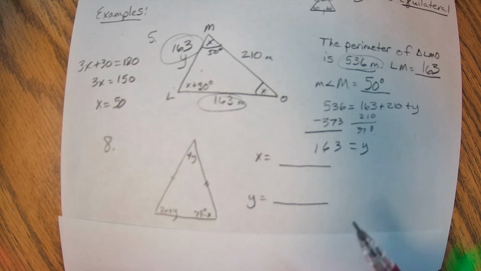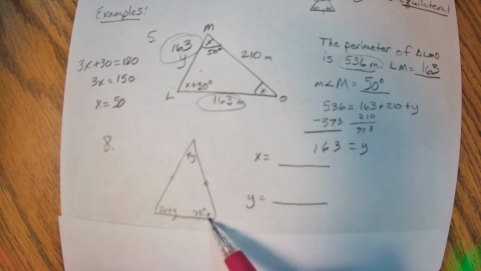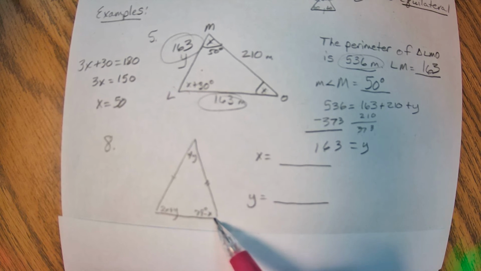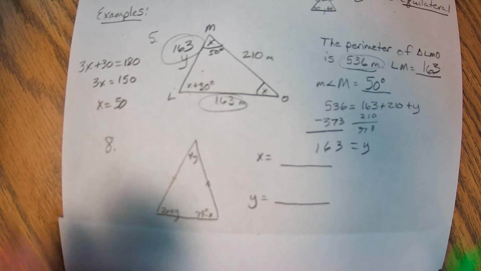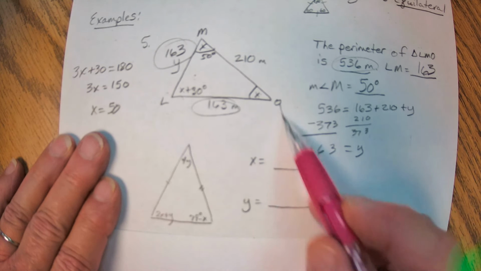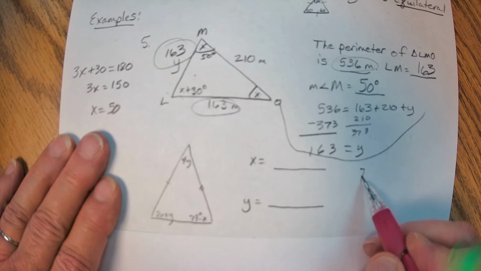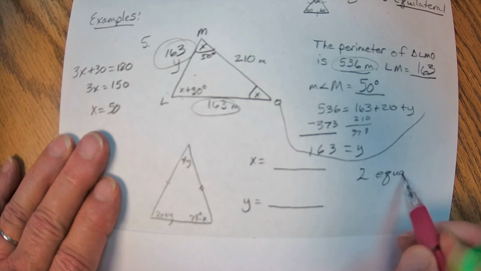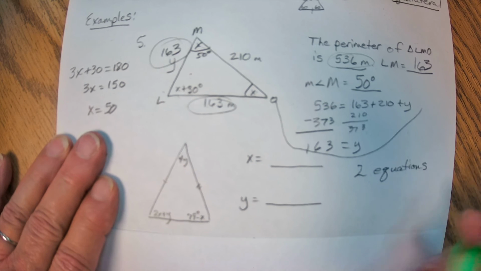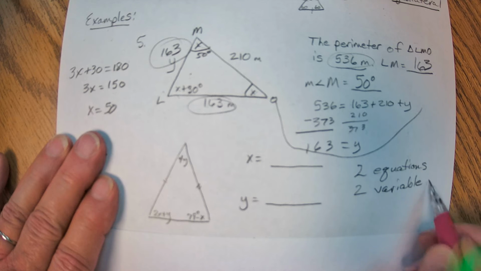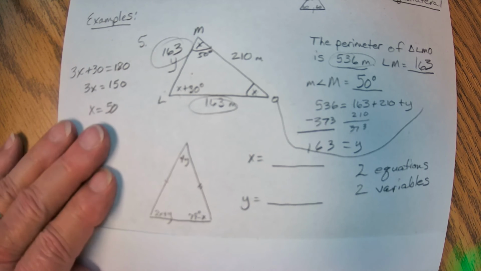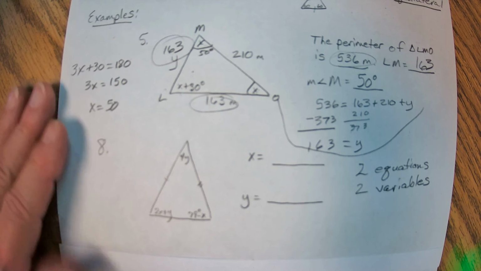Well, here's a dilemma. Because I have 2 variables, that means I have to have 2 equations. I need, let's separate this, I need 2 equations to solve for 2 variables. So let's think of the 2 equations that we have.